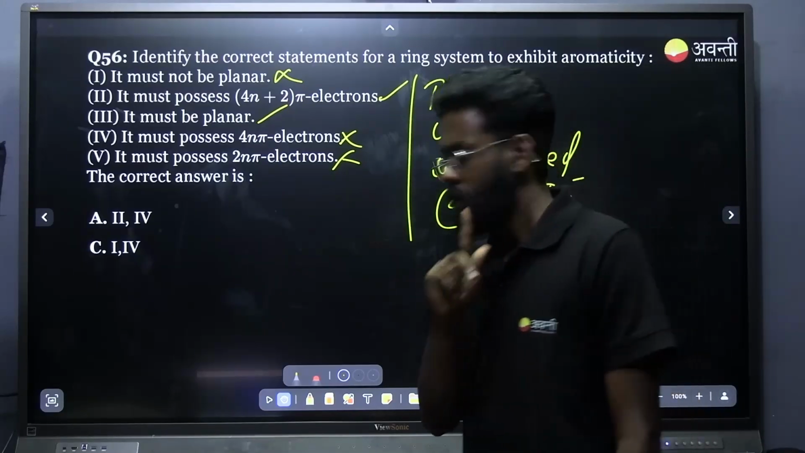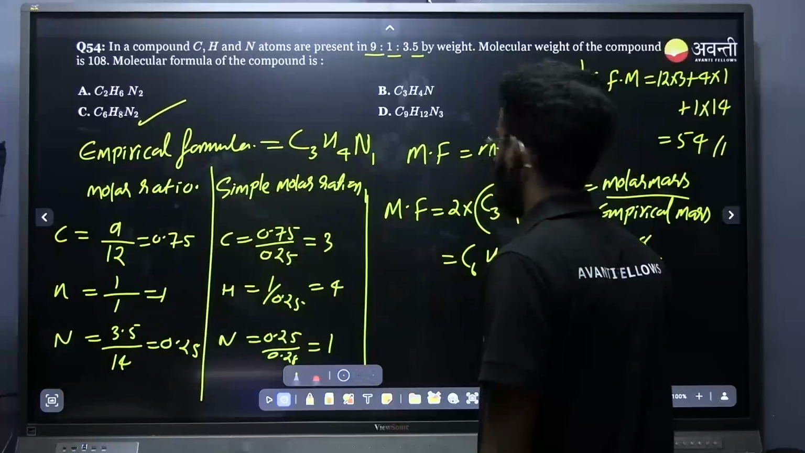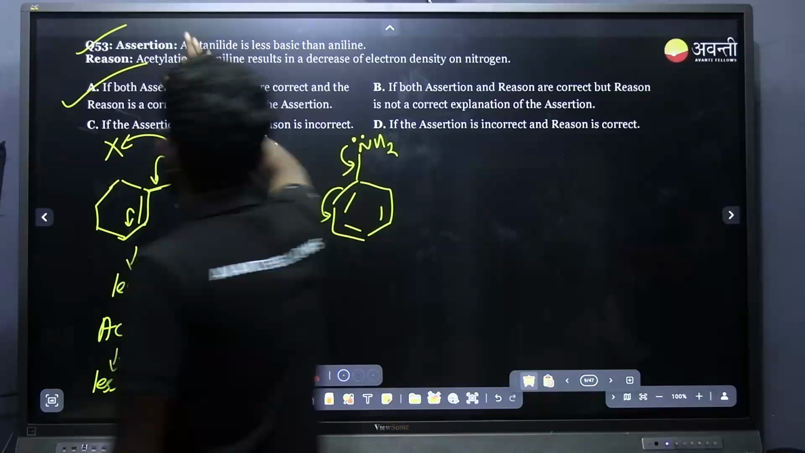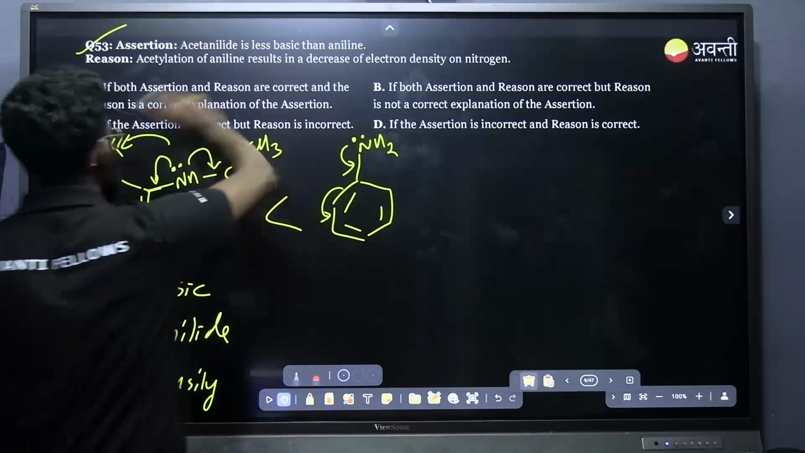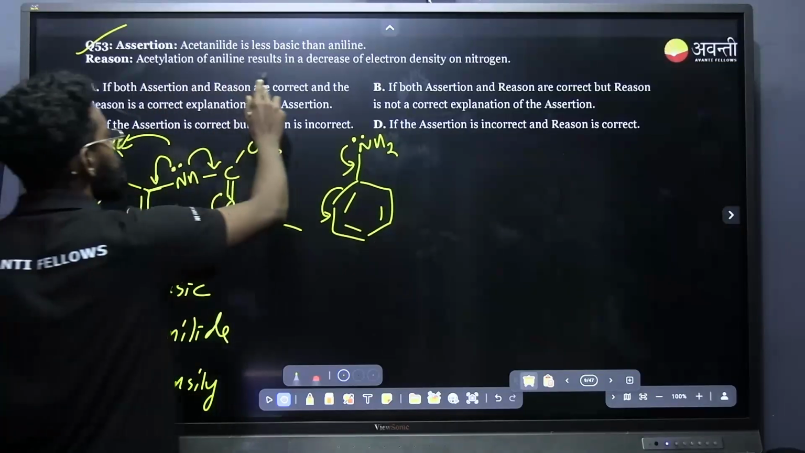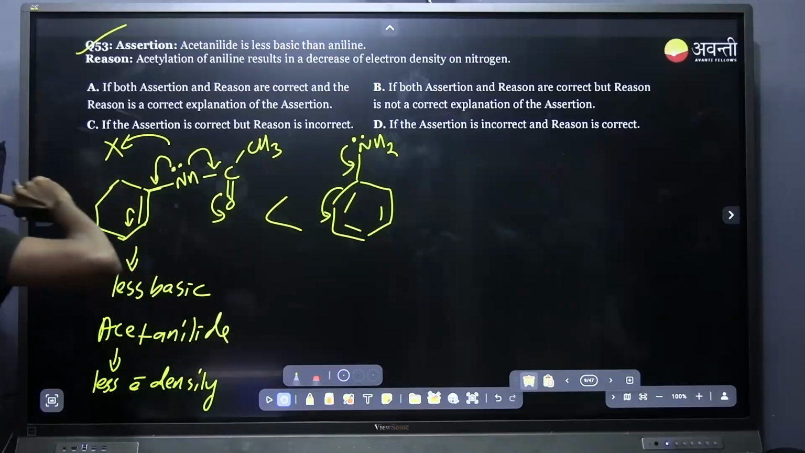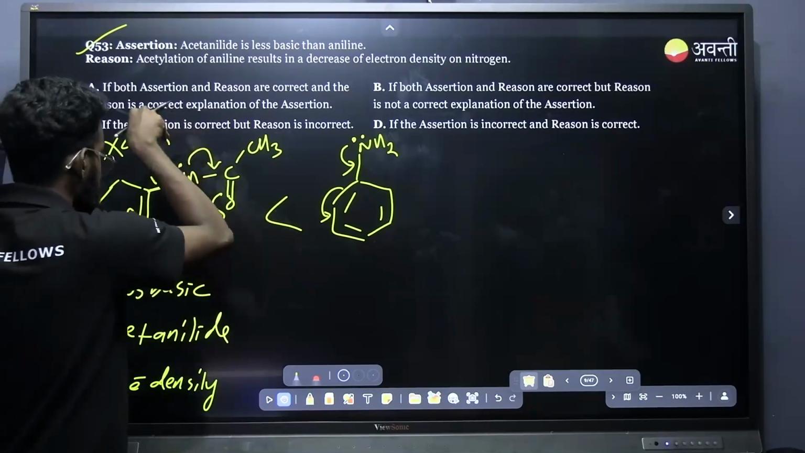Just give me a minute. We have discussed a question now, and I just got a doubt in this one. Acetylide is less basic than aniline. Okay, that is correct. Acetylation of aniline results in a decrease in electron density on nitrogen. That's actually the wrong one, because we know that the lone pair is involved in the resonance.